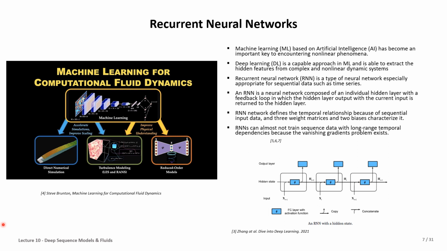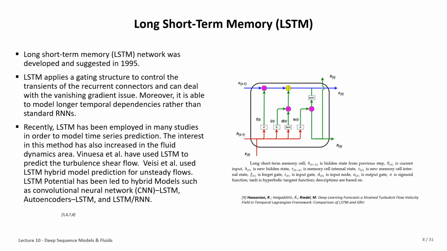Shortly, because of the development in deep learning networks, we had the long short-term memory. It's called LSTM, which overcomes the problem of the vanishing gradient because of its structure. LSTM applies a gating structure to control the transit of the recurrent connector and can deal with the vanishing gradient issues. So with this LSTM model, we are able to have a longer time prediction with the data set.